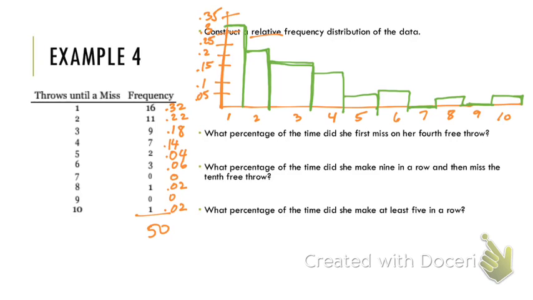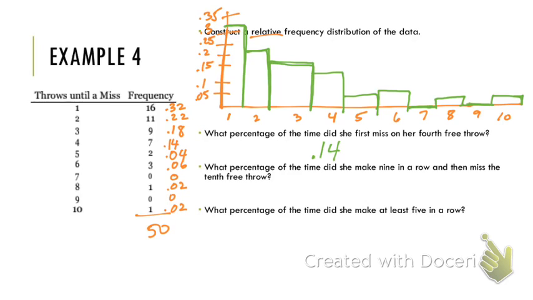Perfect. So what percentage of the time did she first miss on her 4th free throw? So now I'm just answering what I have on my chart. 0.14, yeah. Or 14%. Why is 1 at 0.3? It's at 0.32. That was definitely relative. Mine's between the 0.3 and the 0.35.